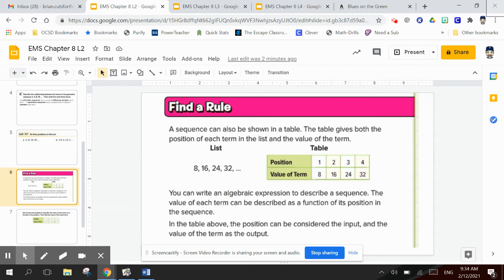So to find a rule, a sequence can always be shown in a table. The table gives both the position of the term in the list and the value of the term. Position's always at the top, your value's at the bottom. You can write an algebraic expression to describe a sequence. The value of each term can be described as a function of its position in the sequence. In the table above, the position can be considered the input and the value of the term the output. So here's my input.